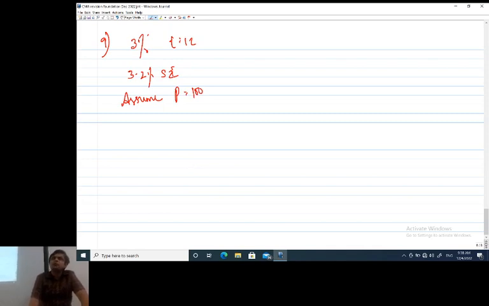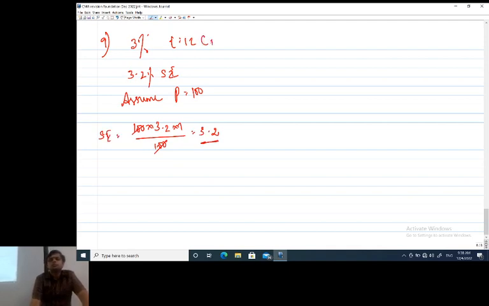We can also take the principal to be P, no problem. Okay, so let us assume P to be 100. So in simple interest, 100 into 3.2 into 1 divided by 100, I am getting 3.2 rupees as my simple interest.